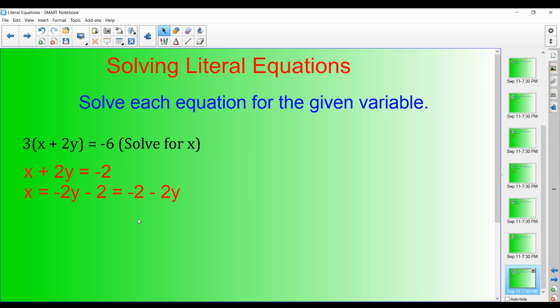So in this case, there's multiple different ways to get x by itself, but the goal is to solve for x. Isolate the variable. We still have y in our equation. We didn't get rid of it. It didn't disappear. And we have x equals negative 2y minus 2. So we've accomplished our goal of solving the literal equation and getting x by itself. So remember, literal equations have multiple variables, and we're trying to isolate one variable and get it by itself.